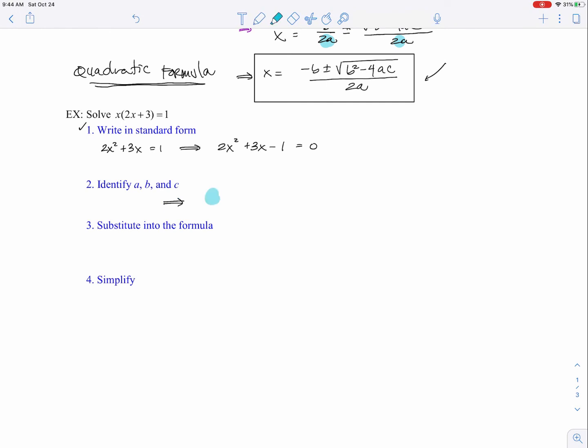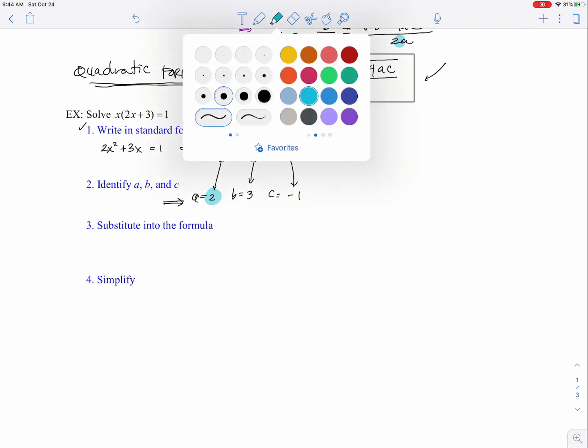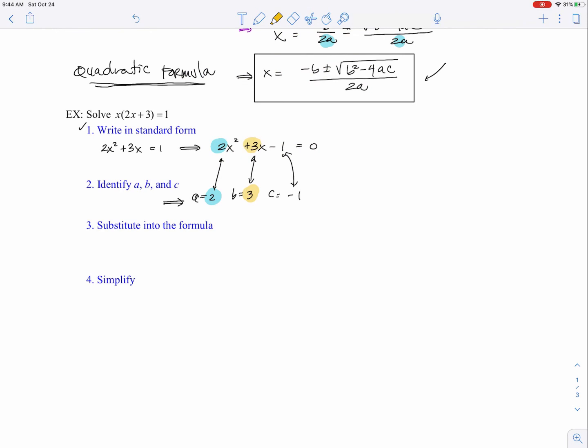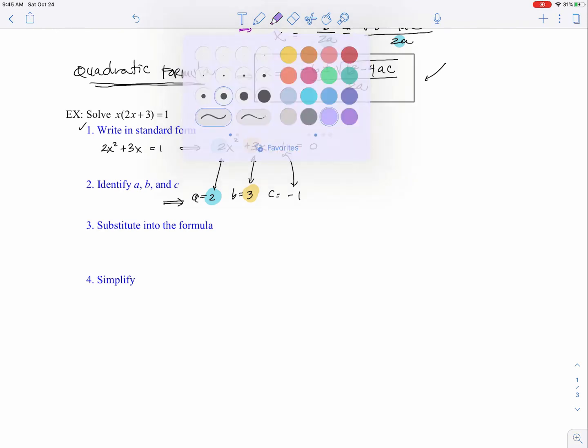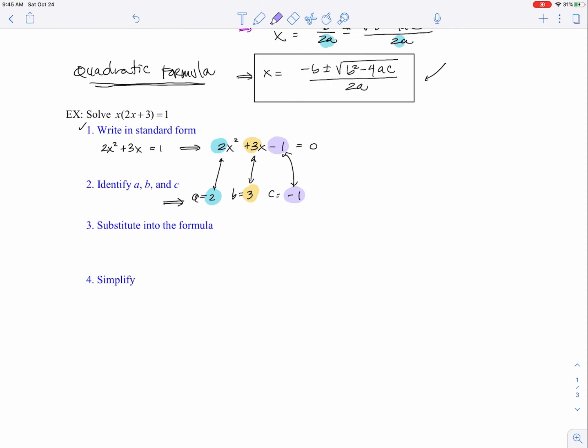In this case, a is equal to 2, b is equal to 3, and c is equal to, whoops, careful here, you got to include the sign, c equals negative 1. So let's see, let's color code this. There it is.